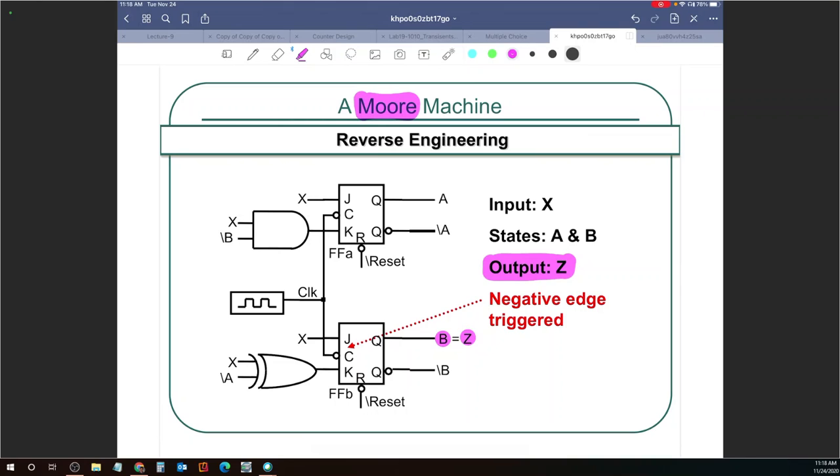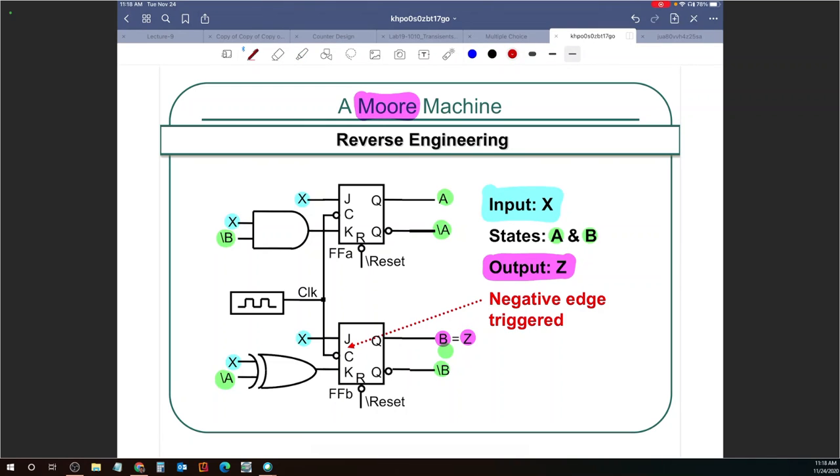Our input is X for this design, and that is coming in over here, over here, over here, over here. And there are two states A and B, that go here, here, here, here, here, and here. That's it. We have two flip-flops, flip-flop A and flip-flop B. Now we are going to use characteristic equations of the flip-flops to complete this reverse engineering finite state machine analysis.